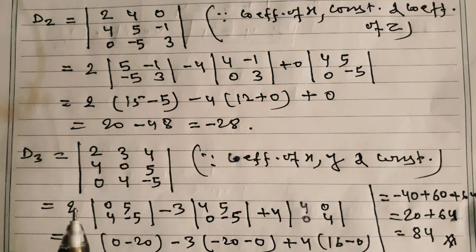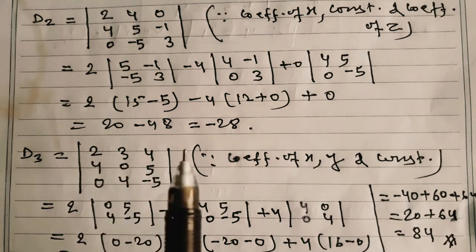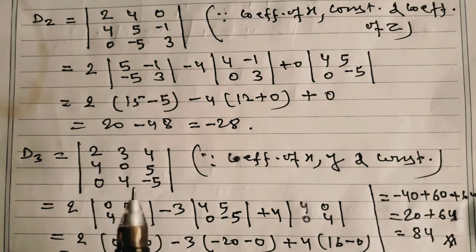Now, let's expand by taking the first element, 2. According to the rule, we have to delete the corresponding row and corresponding column. Then 0, 4, 5, minus 5 are left. Now, the second element is 3. The sign we have to take is minus, because the pattern is plus, minus, plus. So the sign of the second element is minus, so minus 3.